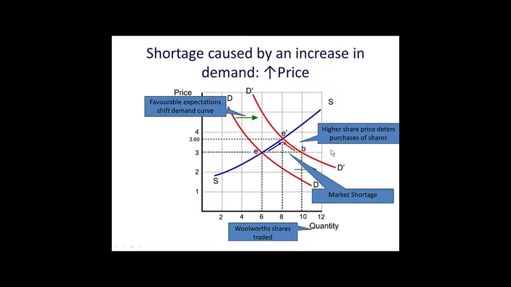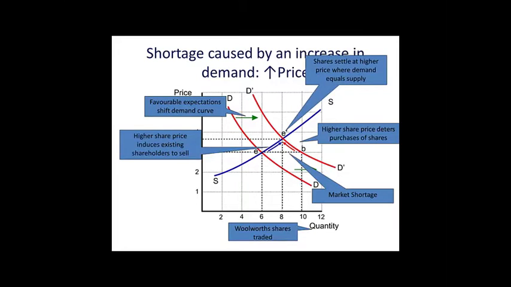The higher share price will deter some purchases of shares, whereas the higher price will induce some investors to actually sell their shares because they expect to make some profit from doing so. Eventually, E prime becomes equilibrium, shares settle at that higher price.